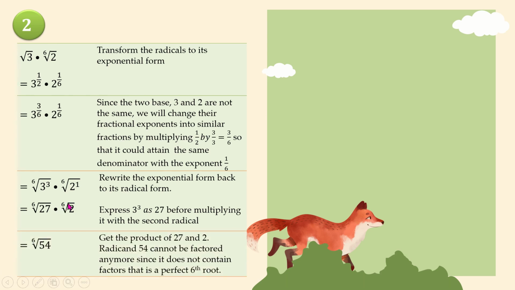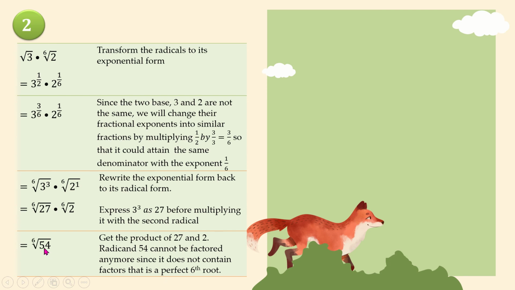So in the product rule, if the same index, we can multiply the numbers inside. So 27 times 2 is 54. Get the product of 27 times 2. So our radicand becomes 54. And 54 cannot be factored anymore since it does not contain factors that are a perfect 6th root.